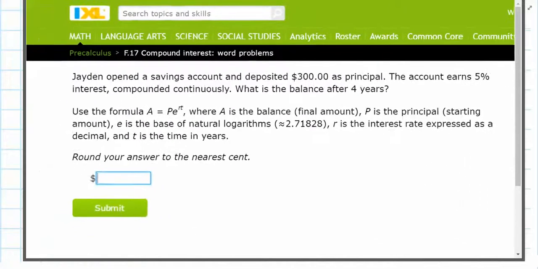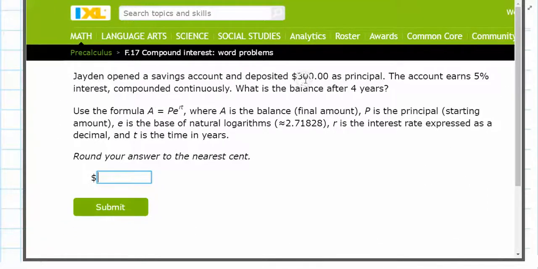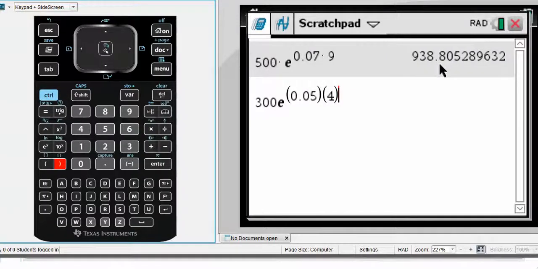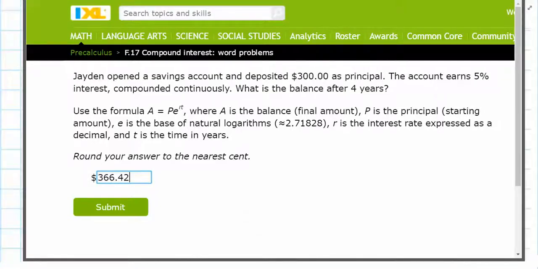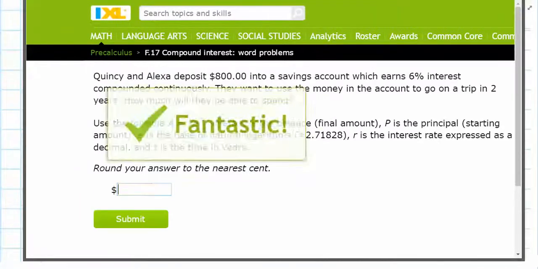Here's another problem that looks very similar. $300 principal, so this is our starting investment. 5% interest compounded continuously. We're looking for the balance after 4 years. So this is the exact same setup with new values. And in fact, we're reminded that this is the formula to use. And here's the expression in the calculator. $300 compounded continuously at 5% interest for 4 years will be worth $366.42. So let's check that. That looks pretty good too.